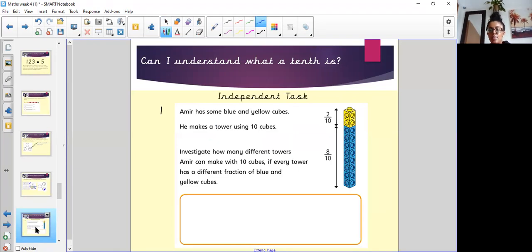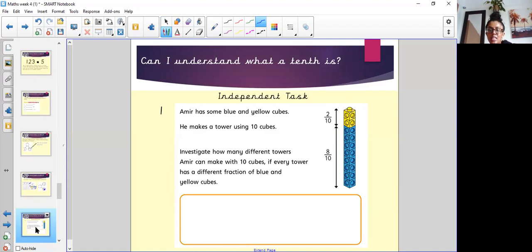Okay, here are your independent tasks for today's lesson. I'm going to read through them with you and see if you understand what they're asking you. You can have a go and then we will talk about them again in our catch up on our live session on Friday. So Amir has some blue and yellow cubes.